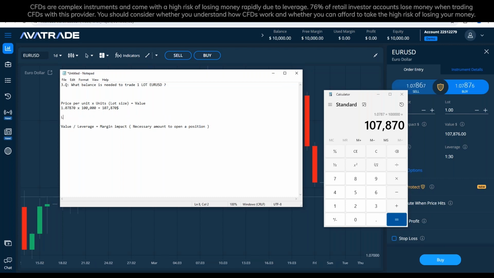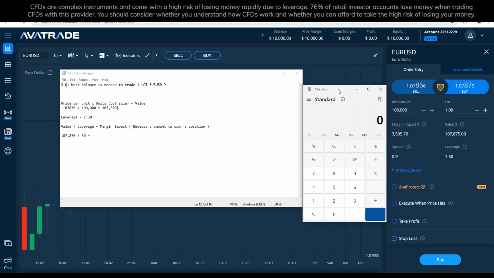So that means that if the leverage here is 1 to 30, very simply, I can take this 107,870 and divide it by 30. Okay, so 107,870 divided by 30 means margin impact, and let's see what that comes to be. You see it's already written here, right? There's no need to know that by heart.